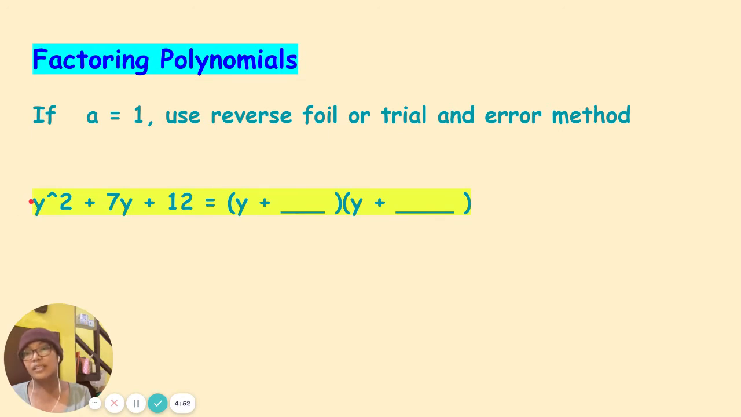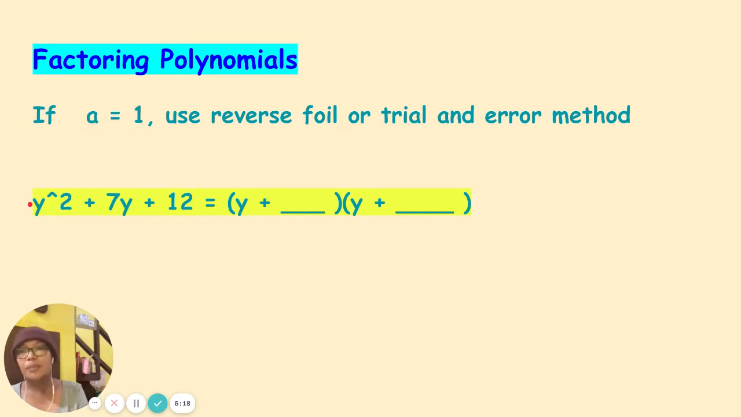Your a is always the numerical coefficient of your highest exponent. In a trinomial term, that is the numerical coefficient wherein the exponent is 2. So this is your a, 7 is your b, and c is your constant. Okay? c is your constant. So, ganun po yun.